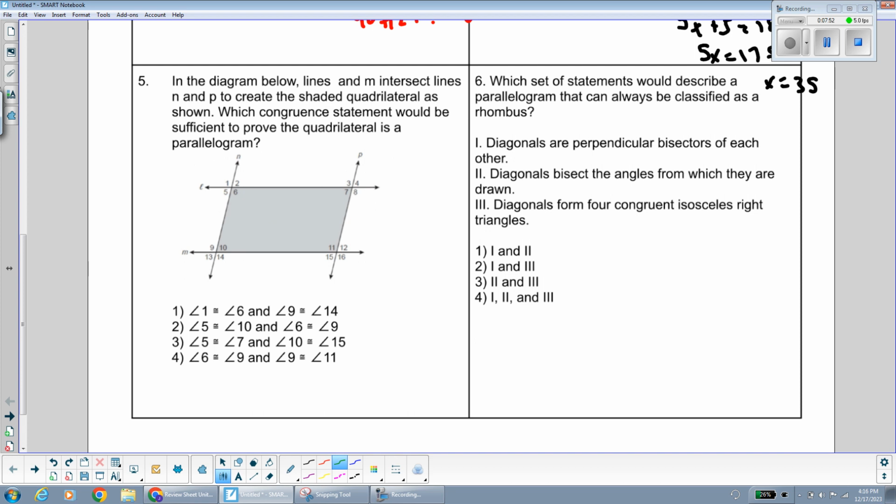So the first one says angle 1 is congruent to angle 6, and that angle 9 is congruent to angle 14. Well, those are vertical angles, and vertical angles are always congruent. They don't help us prove any of the special properties of parallelograms. If they were a different kind of angle, maybe they could help us prove that we had parallel lines or something of that sort. But unfortunately, this is not going to be enough.